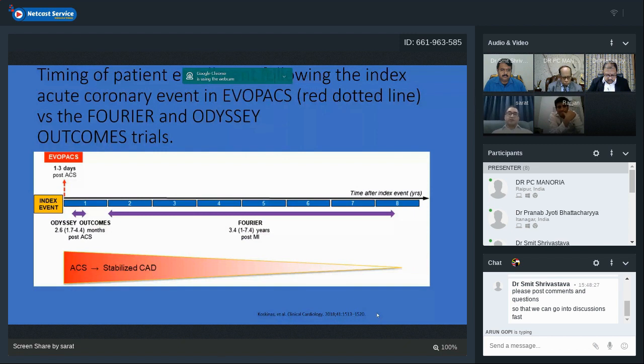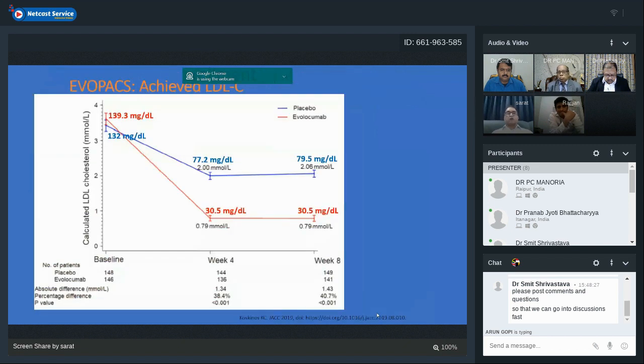Now, you can see here that the reduction of LDL is far quicker and greater with the evolocumab plus statin combination compared to statin alone. And if LDL reduction brings benefit, probably a combination that will bring down LDL even further and even quicker should probably reflect in further reduction of events also.